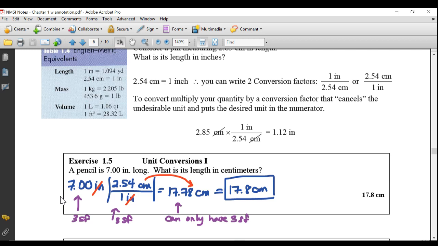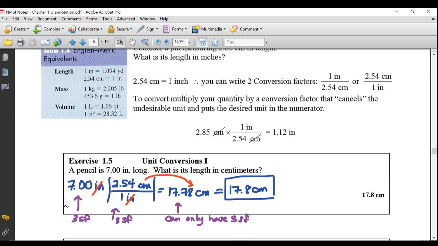So there is a problem here for you to try. There are a few more problems in the notes, and the answers are given at the end, so you can check those. But you may want to pause right now and try exercise 1.6 and see how you do.